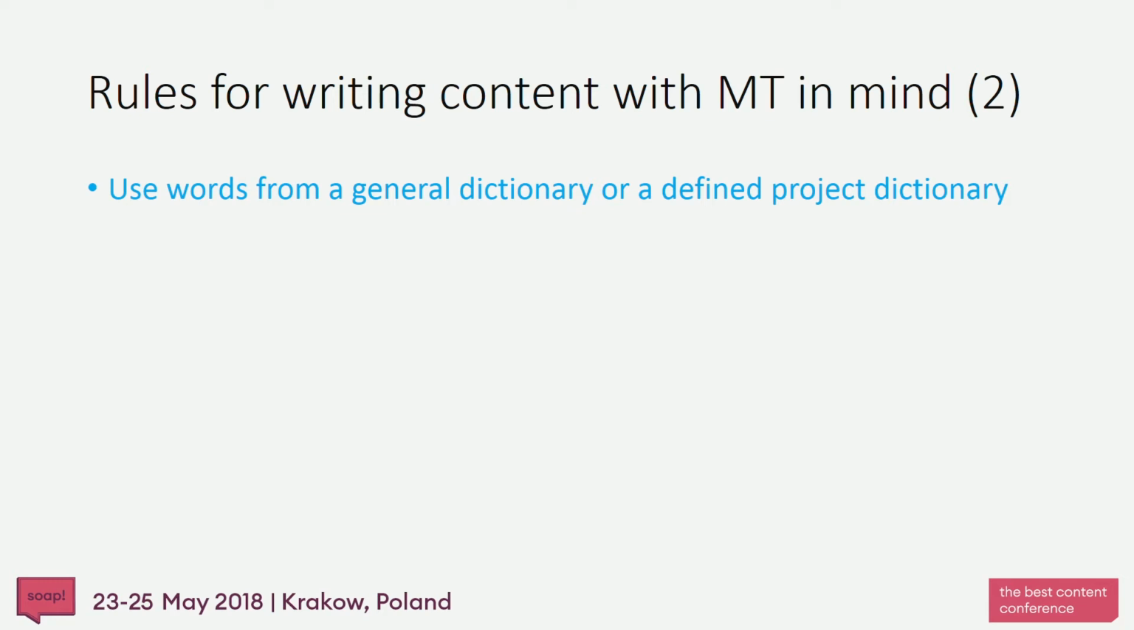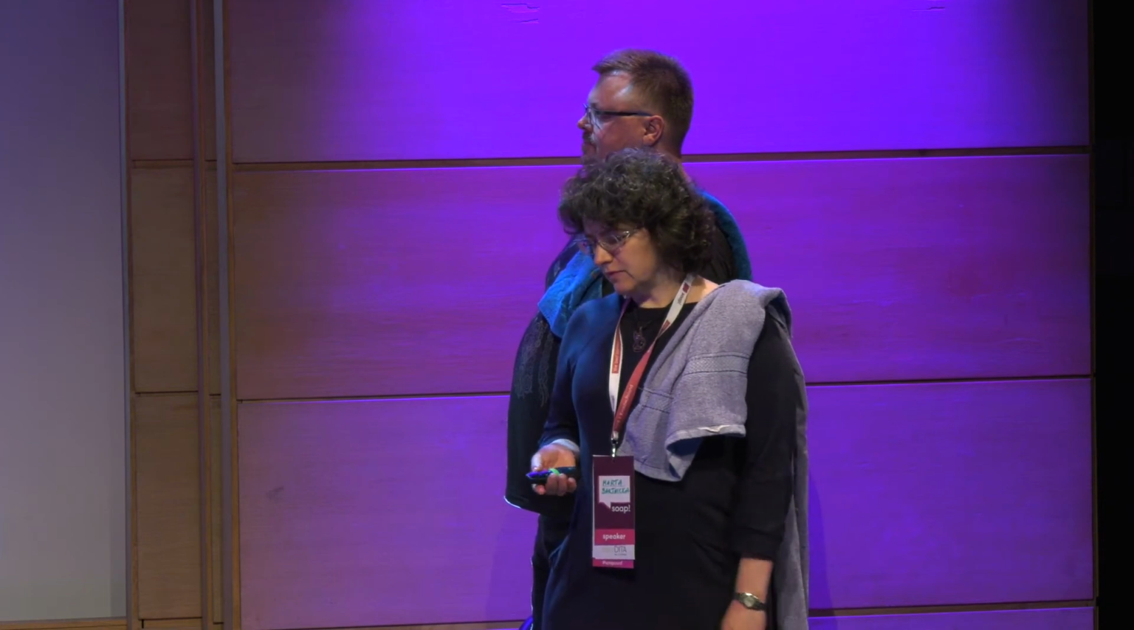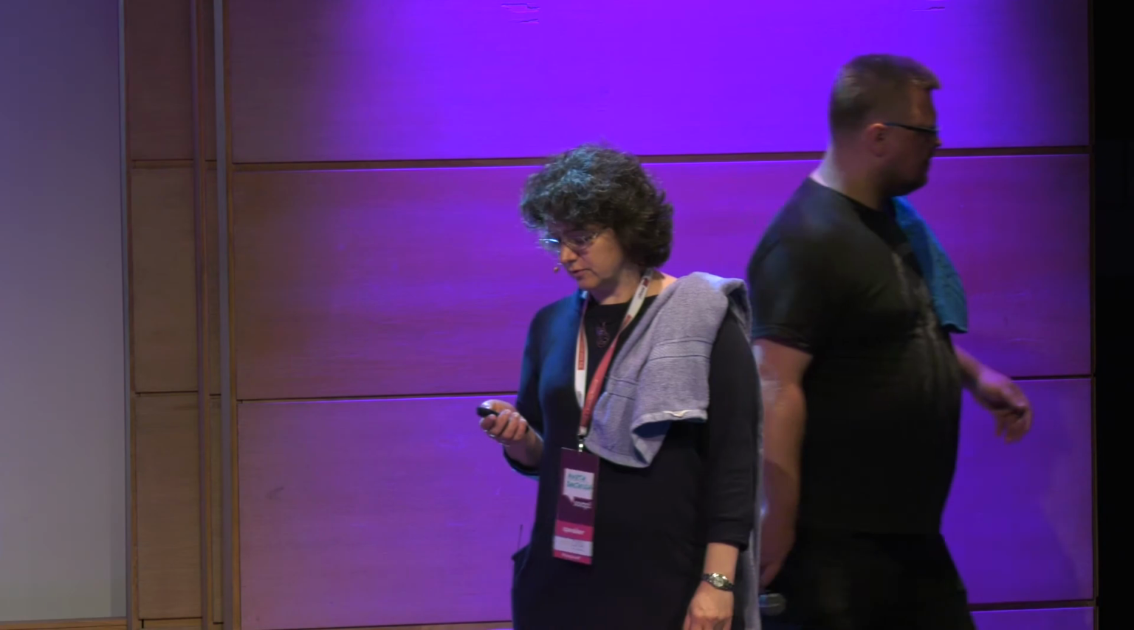Second thing is a dictionary, and here we will need to touch the concept of the corpora again. So to begin with, it's best to use words from a general dictionary, or if it's going to be a specialized text, use the words from a defined project dictionary. So machines are trained on corpora which have some limitations of the terminology that they ever reach. If you go to very, very rare words, very unusual, fancy, probably no machine will be trained properly on those.